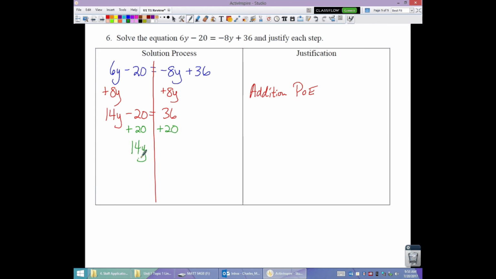So 14y is equal to 56. That is again justified by the addition property of equality. And finally, since we are multiplying by 14 here, the inverse of that is to divide both sides by 14. So y is equal to 56 divided by 14 is 4. And that, once again, since we're dividing on both sides, is the division property of equality.